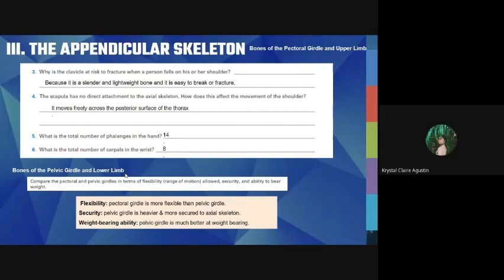Number 5, what is the total number of phalanges in the hand? It is 14. And lastly, number 6, what is the total number of carpals in the wrist? It is 8.